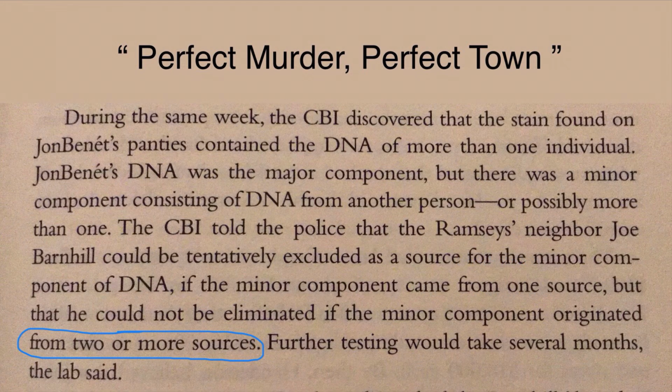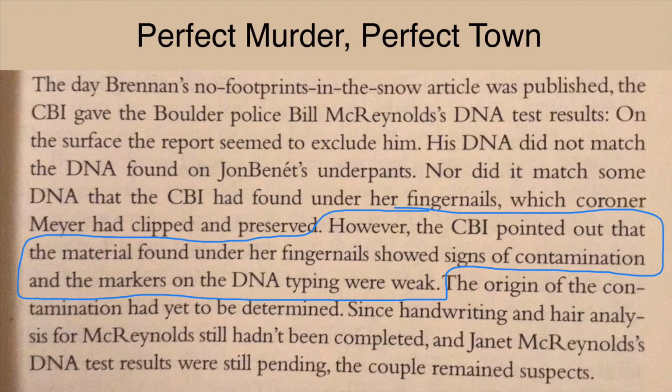So here's a passage from the book Perfect Murder, Perfect Town. And I like this book because it's pretty accurate and it's chronological. So here it says, from 2 or more sources, when they discovered the blood on JonBenet's underwear. Now this passage later on in the book says, however, the CBI pointed out that the material found under her fingernails showed signs of contamination and the markers on the DNA typing were weak.